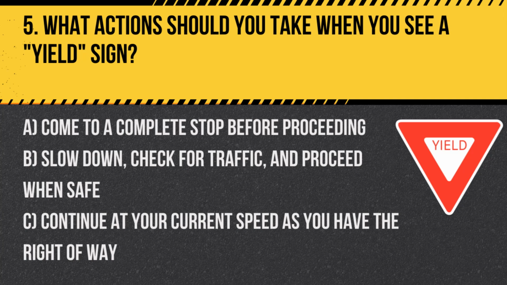Question 5. What actions should you take when you see a yield sign? A. Come to a complete stop before proceeding. B. Slow down, check for traffic, and proceed when safe. C. Continue at your current speed as you have the right of way.